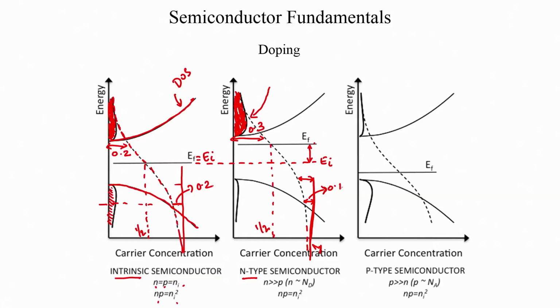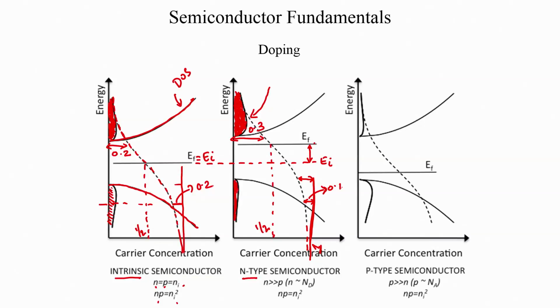So 1 minus f of E was much larger in the intrinsic case, but the moment we doped it n type, 1 minus f of E for energy levels E less than EF have suddenly gone down, which means the probability of me finding a hole in these states has suddenly gone down. And therefore, while the electron count has increased, the hole concentration has decreased.